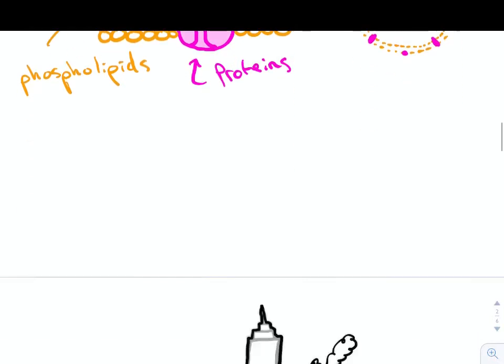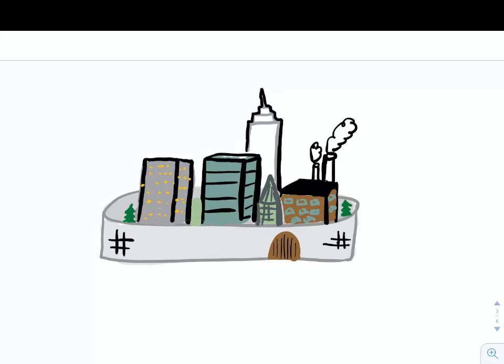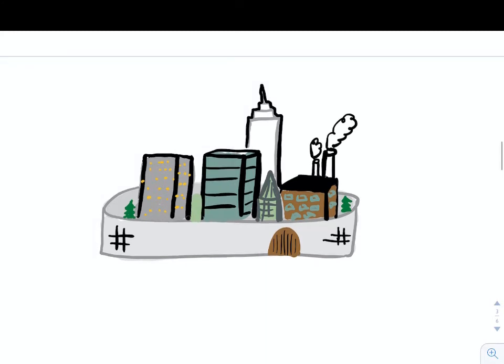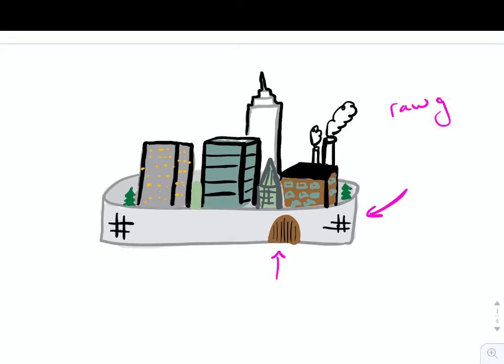So here is a city, and you'll notice that this city has a barrier that prevents things from going in and out. You can either liken it to a cell wall, or you can liken it to a cell membrane, which, because it has a door that allows things in and out, is like our membrane. It can open the door to allow important nutrients in or allow for waste to come out of the cell. You need things like raw goods to come into our city, and you need things like waste products to leave.